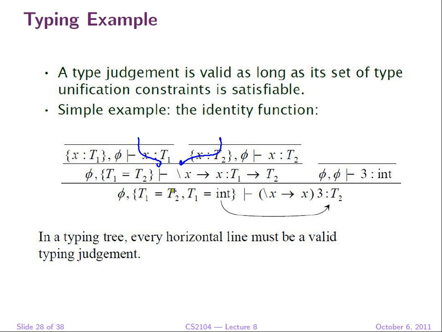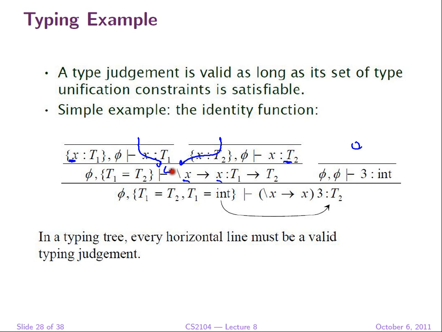Okay? And then we can create this new expression, x goes to x, which will be of type T1 to type T2, because it's x goes to x. This has type T1, this has type T2. But it's also the same x, so T1 is equal to T2, right? And then the third guy comes along. He sees 3, and 3 is a constant, of type int, right?